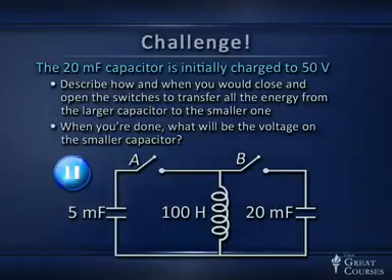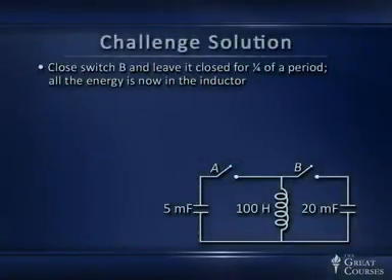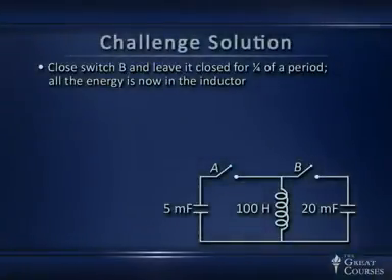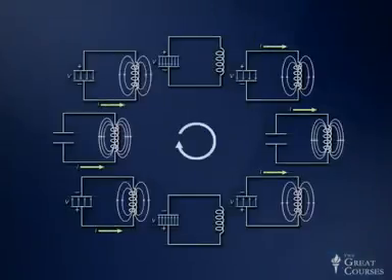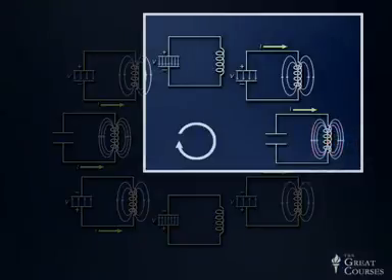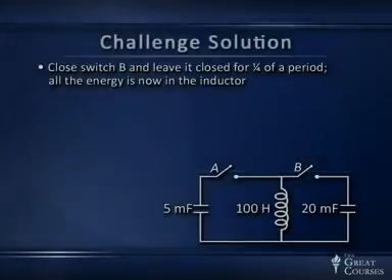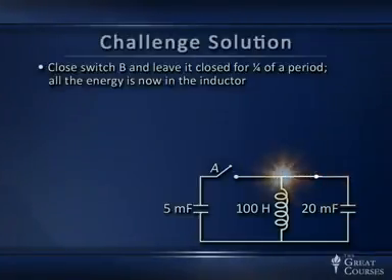Okay, here's the solution. What you have to do is close switch B and leave it closed for a quarter of a period. Remember that cyclic diagram. A quarter of a period later, after that capacitor had all that energy stored in its electric field, all the energy will be in the current flowing in that inductor. It will be stored in the magnetic field of the inductor. So I close switch B and I leave it closed for a quarter of a period. All the energy is in the inductor.